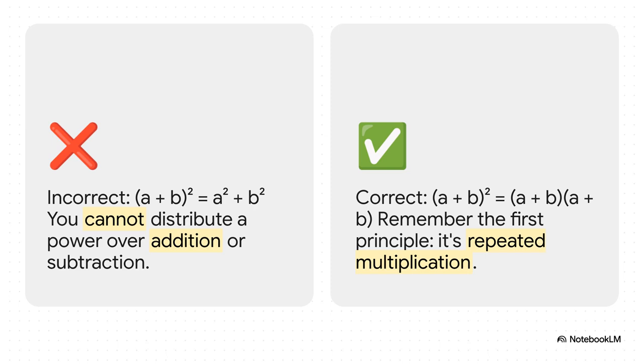This might be the single most common mistake in all of algebra. Seriously, it just feels so tempting to distribute that little power inside, but it completely breaks our first principle. Remember, the exponent means multiply the entire base by itself. And in this case, the base is the whole thing, a plus b. So we have to multiply a plus b by a plus b, which gives us that correct, longer answer.